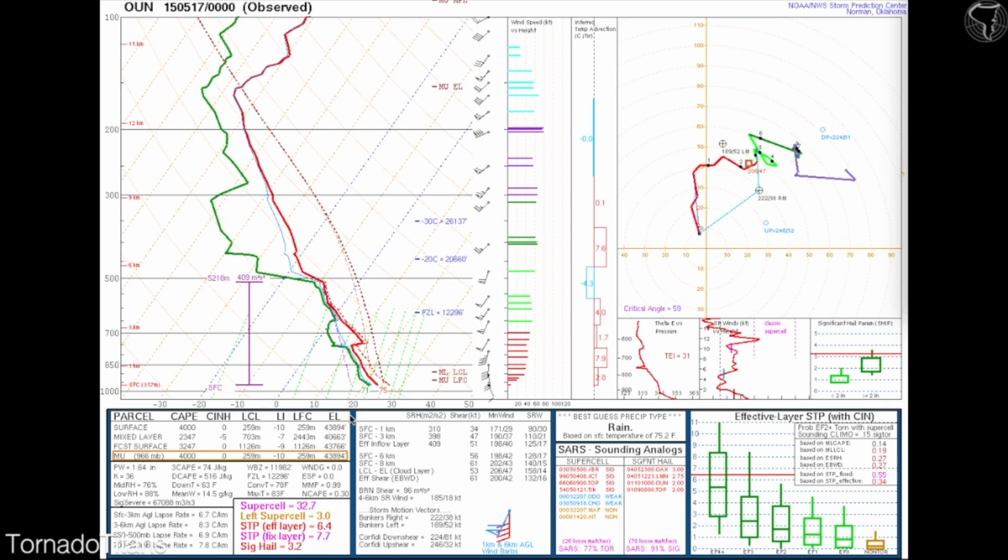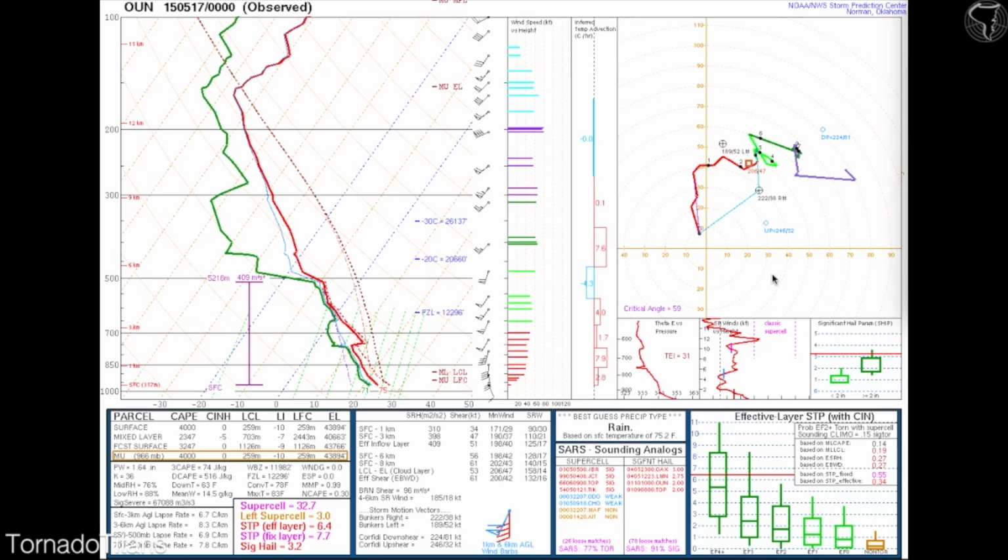First thing we're going to look at is this right here. This is helicity. Let's talk about what helicity is. Well, it's a parameter. It takes into account speed shear, or how much wind increases with height, directional shear, or how much wind changes direction with height, and the strength of low-level winds, which ties directly into the speed and directional shear. The stronger all three of those ingredients are, the more helicity you're going to have.